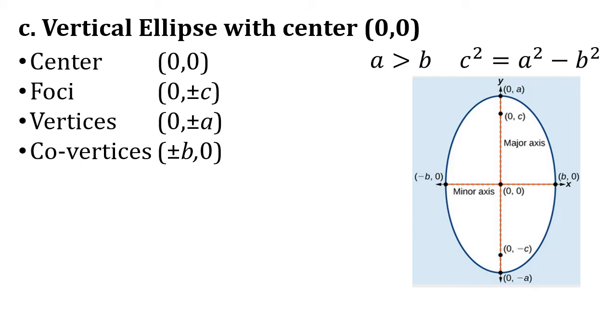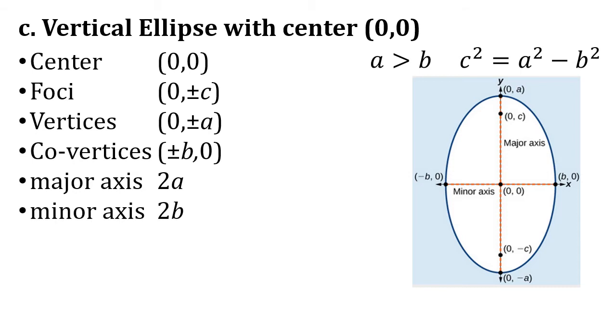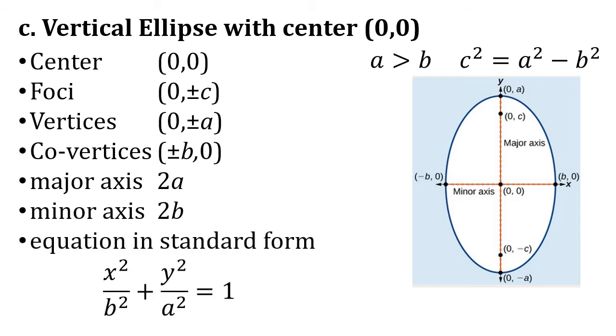So in this case, a is greater than b also. The length of the major axis is 2a, the length of the minor axis is 2b, and the equation in standard form is x squared over b squared plus y squared over a squared equals 1. So take a look at that. It's different from the horizontal ellipse with center 0, 0. So in this case, b squared is the denominator of x squared and a squared is the denominator of y squared. Again, the equation in standard form for vertical ellipse with center at the origin is x squared over b squared plus y squared over a squared equals 1.